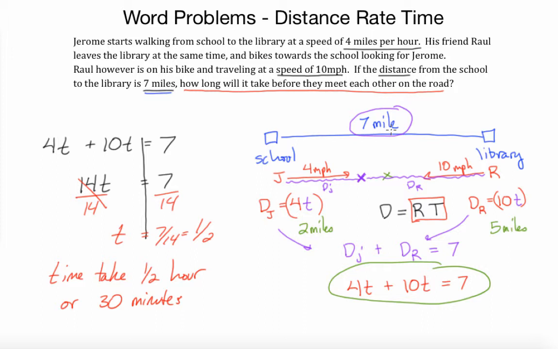Hopefully that's a helpful distance, rate, time problem for you. And again, notice that a lot of times we have a total distance, and we have to add the distances of the two respective people. That was kind of our ticket to solving this problem.